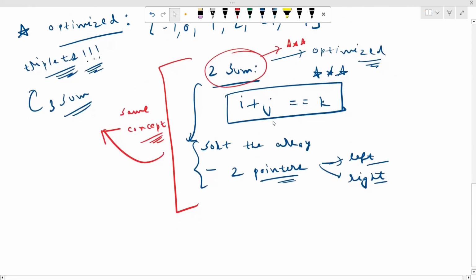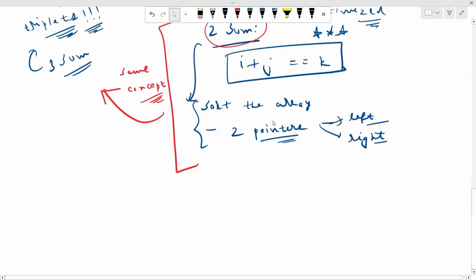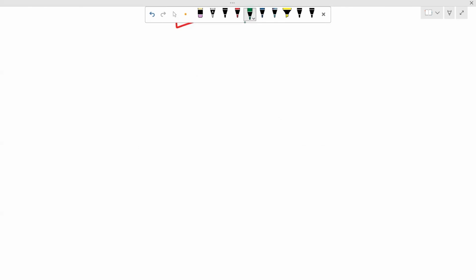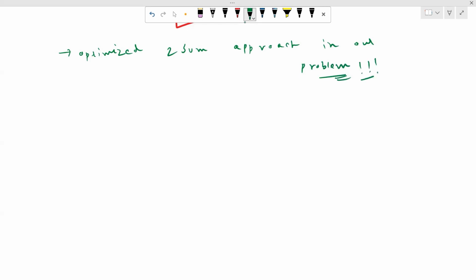So now let's talk about how we're going to use the concept of two sum in our problem, right? So we'll be using the optimized two sum approach in our problem, right? So how we are going to use this in three sum?